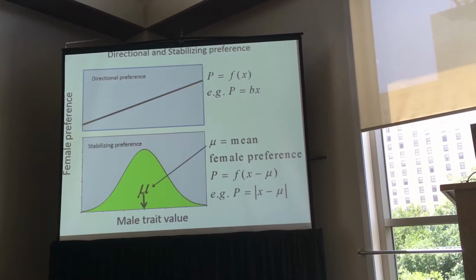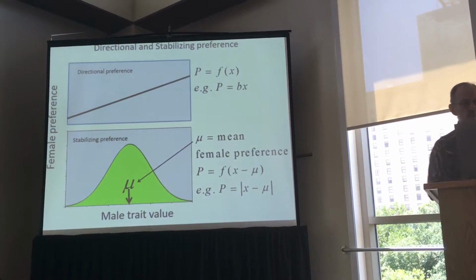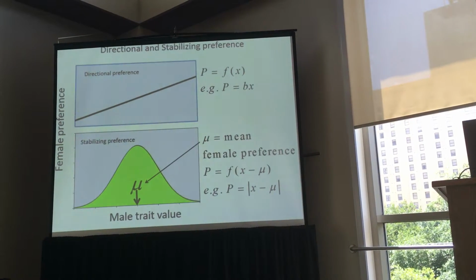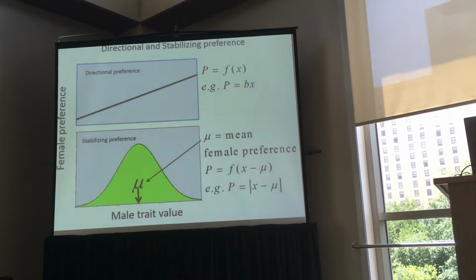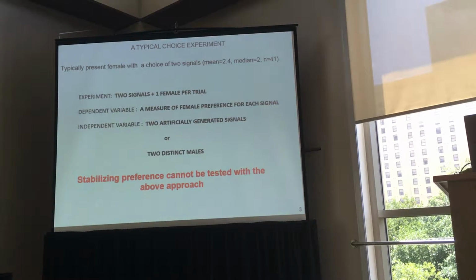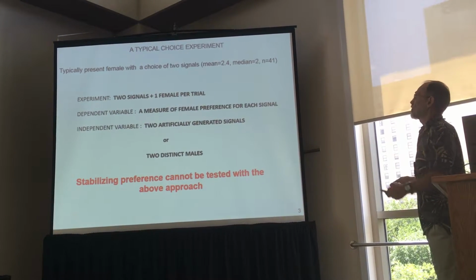So what we want to be able to do then is to estimate these two different types of preferences using some particular sort of experiment. And there are both no choice and choice experiments. I'm going to focus upon choice experiments. This is a typical choice experiment. We present a female with a choice of two signals.